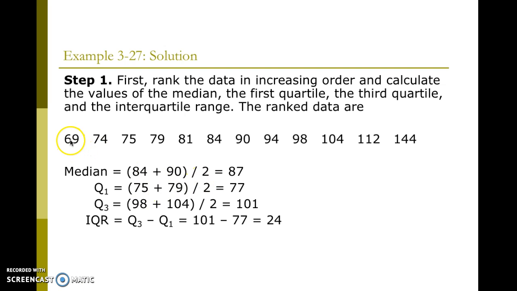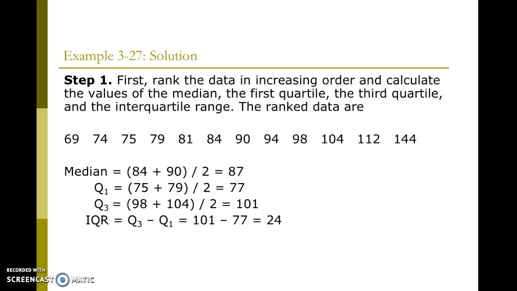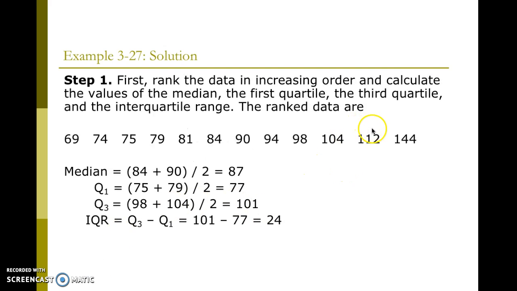So we go back to the data, right? Our lower inner fence was 41, but the lowest number we actually have is 69. The upper inner fence value was 137, and the largest value in our data set that is less than 137 is 112. That's the largest value that falls within the fences. So in this case, 144 is going to be considered the outlier for this set.